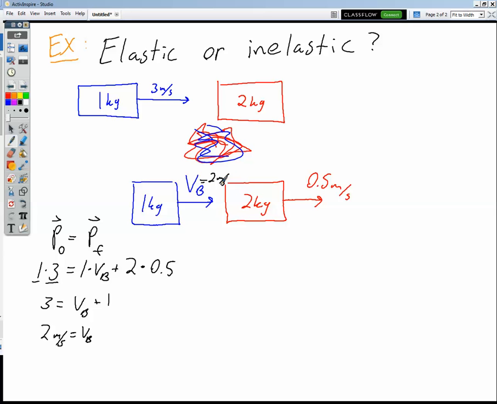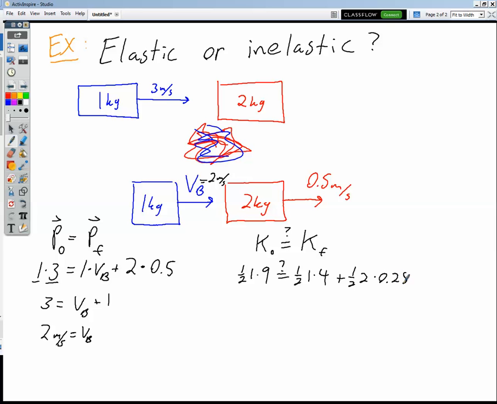The next question that we're going to ask then is, is this collision elastic? So the thing that we check for is, is energy conserved? So let's see here. Is K naught equal to K final? And we'll put a little question mark here. The only thing with kinetic energy initially is the blue cart. So we have half the mass, which is 1, times the velocity squared, which is 9. Is that equal to the final kinetic energy? We have half the blue car's mass times its velocity squared, which is 4, plus the kinetic energy of the red car, half of 2 times 0.5 squared, which is 0.25.